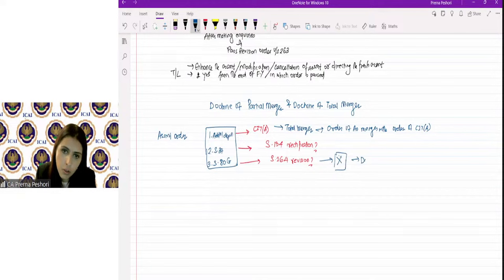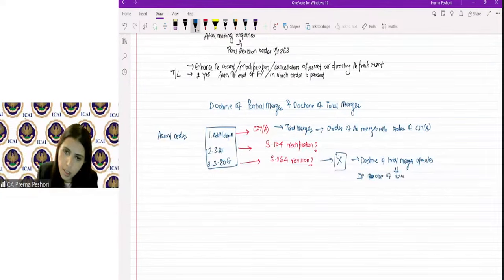Because here, the doctrine of total merger operates, which says that if one of the issues is appealed before the CITA, the order of AO merges with the CIT appeal order.